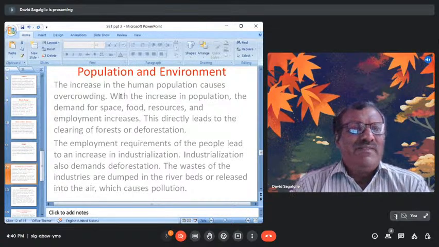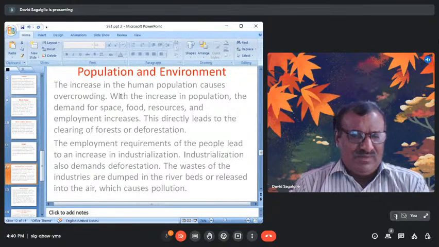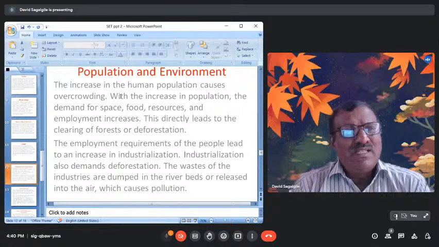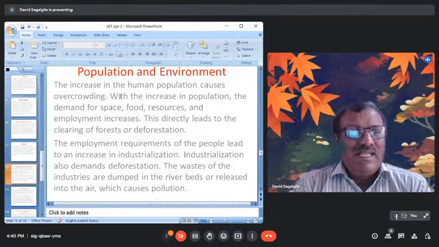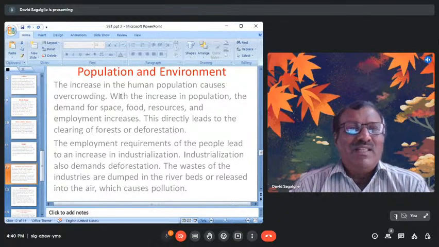Now, more and more people are getting added day by day. So naturally, they will require more space. That means they will require more houses, more and more buildings to be built for them to live. They will also require more and more food, because of which they will have to increase the agricultural land. And from where will they increase the agricultural land? By cutting down the trees. Then they will require more and more resources. And they will also require more and more employment.